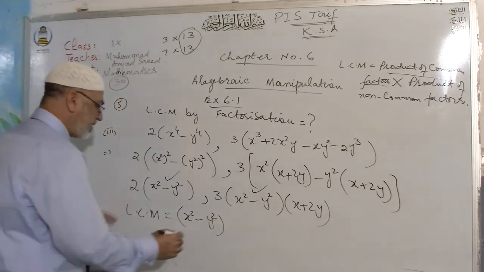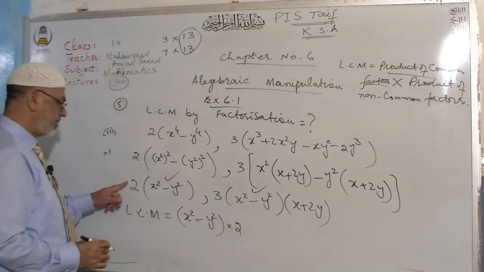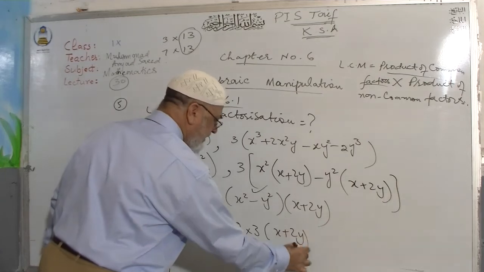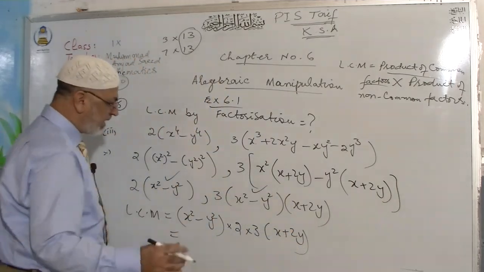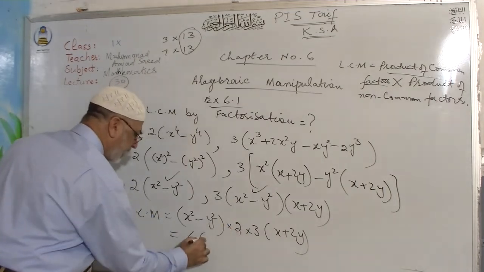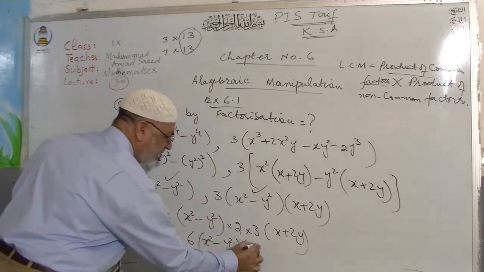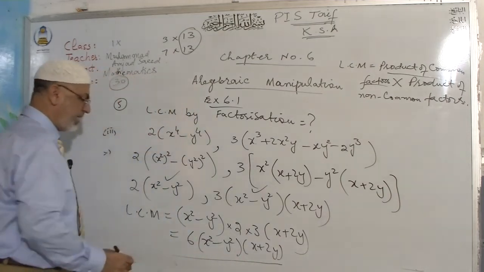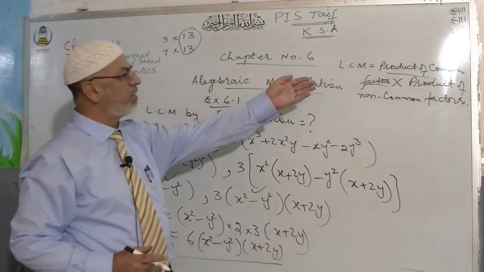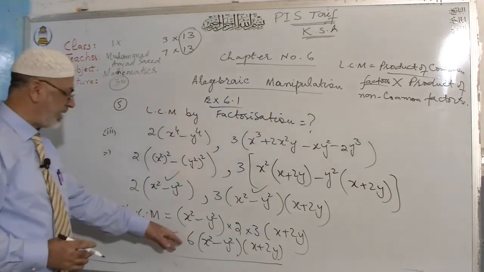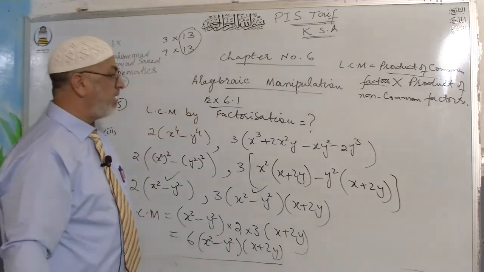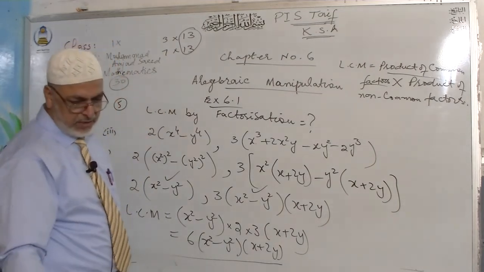And what are the non-common factors? This is 2, this is 3, non-common, and x plus 2y is also non-common. Write down this constant figure first. 3 to the 6 into x square minus y square into x plus 2y. My dear students, that is your LCM. So in this way, we have written the formula, product of common and non-common factors, and at the end, we got the answer. I hope that you understood this question and you can do other parts as homework.